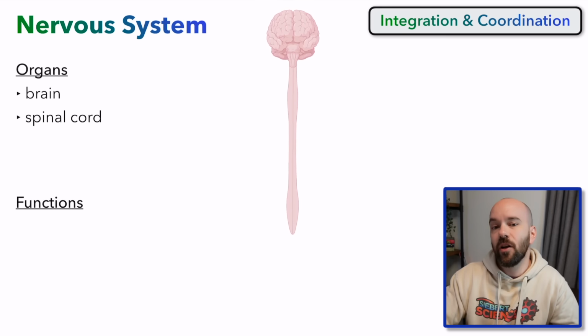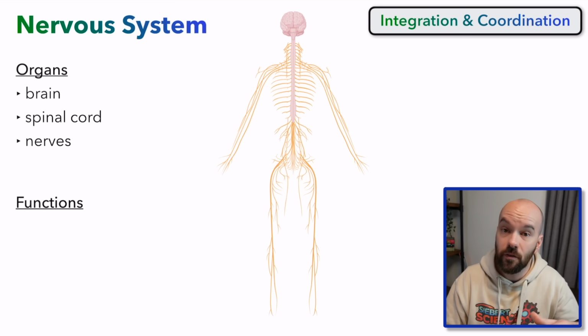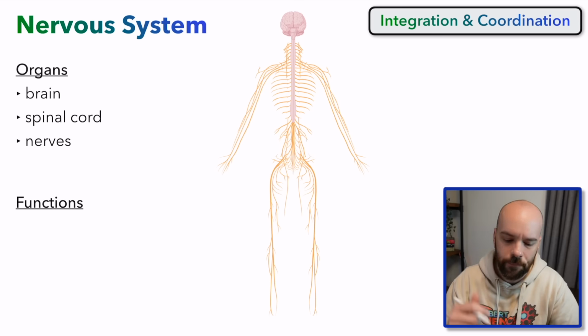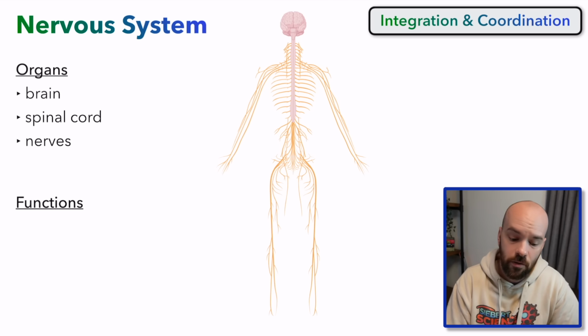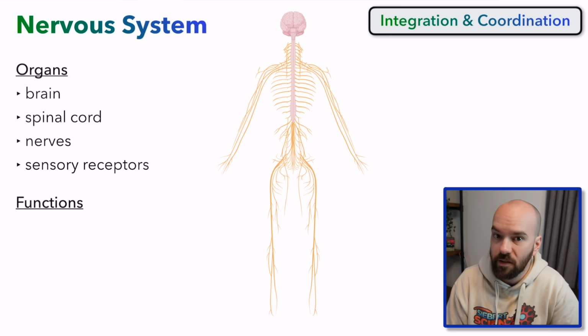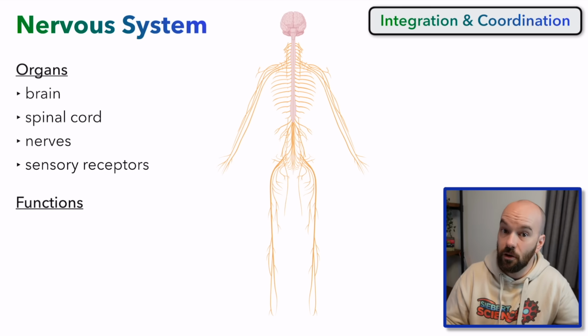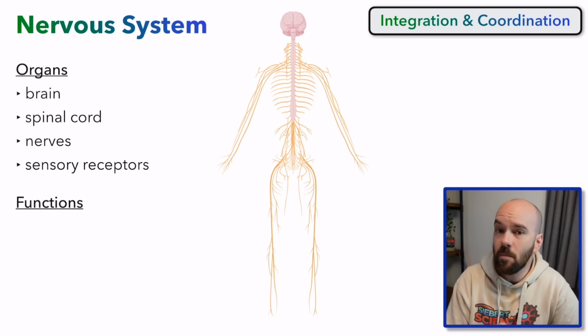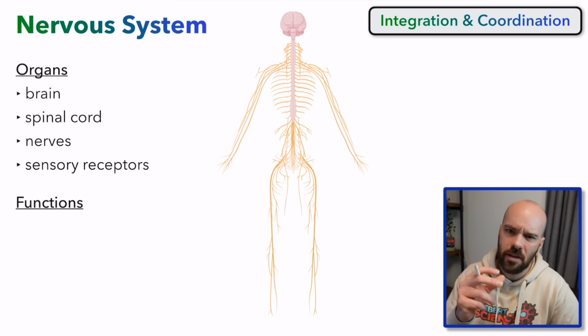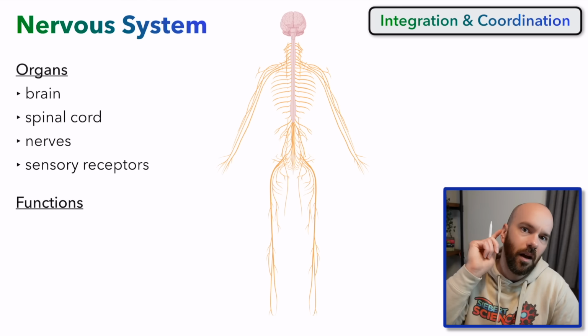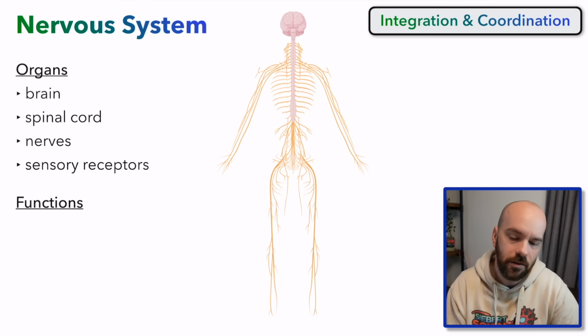And then branching out of the spinal cord, we have all of our nerves. Of course, we have cranial nerves coming from the brain as well. So the brain, spinal cord, and nerves. And we also have sensory receptors that are going to be at the end of a lot of those nerves, the sensory nerves at least. So those are going to be the main organs. We could also add sensory organs like our eyes, our ears, things like that. We could also add to our nervous system here.